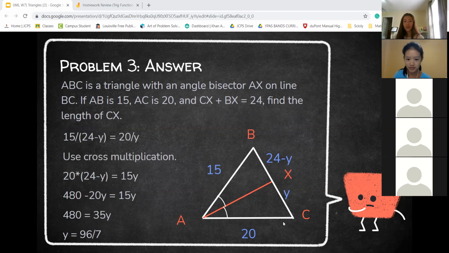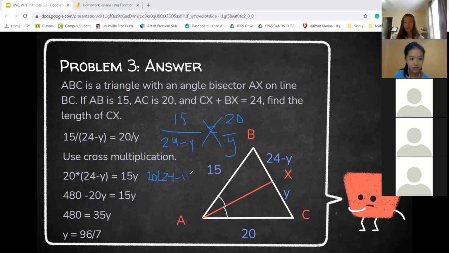Okay, now I'm just going to use the angle bisector theorem and set up a proportion. So 15 AB to 24 minus Y, which is BX, is equal to 20 to Y. And I can just do cross multiplication, multiply this, get 20 times 24 minus Y equals 15Y. I can just solve for Y.